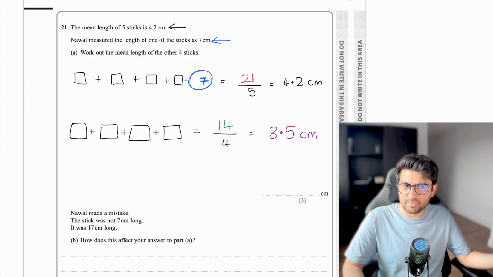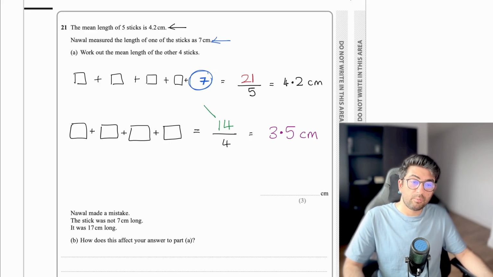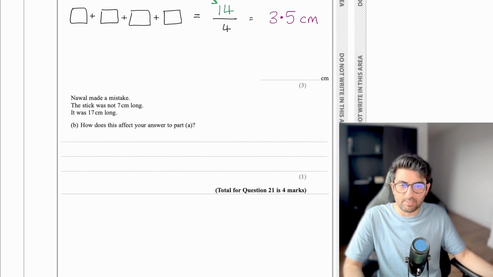They said that he made a mistake on the 7. It's not 7, it's 17. So what's that going to do for this number? Well, if the 7 becomes 17, then the 14 is going to get a lot smaller. It's going to become 4. If the 14 becomes 4, then 4 divided by 4 will be 1. So the other sticks become shorter, I think is the answer.